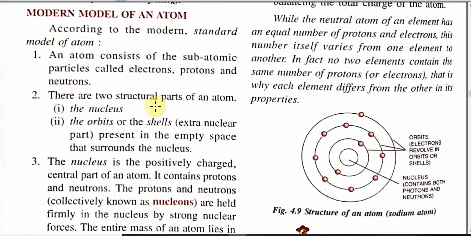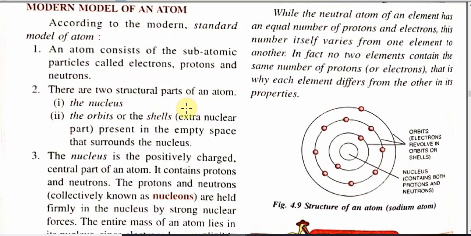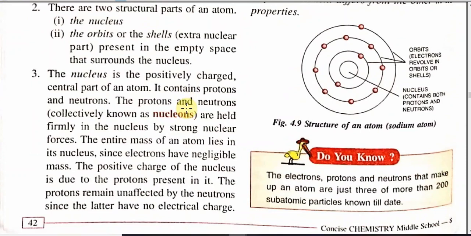We will see the modern model of atom. Now, modern model of atom has 5 basic points and we will see all the 5 points in detail. First point, an atom consists of subatomic particles called electron, proton and neutron. Second point, there are 2 structural parts of atom. First is inner part is nucleus.